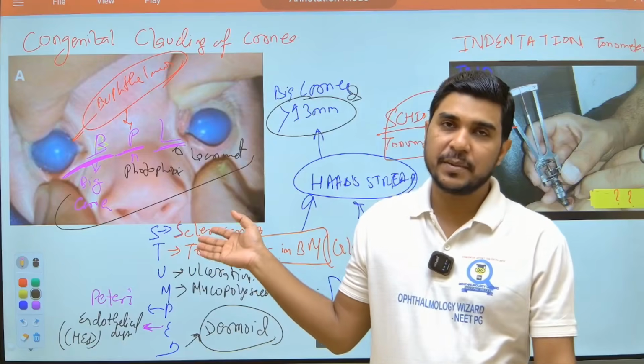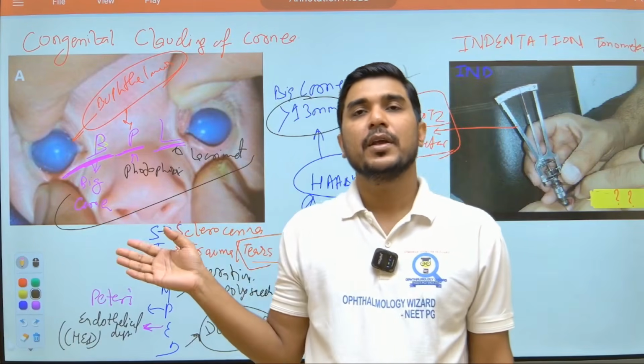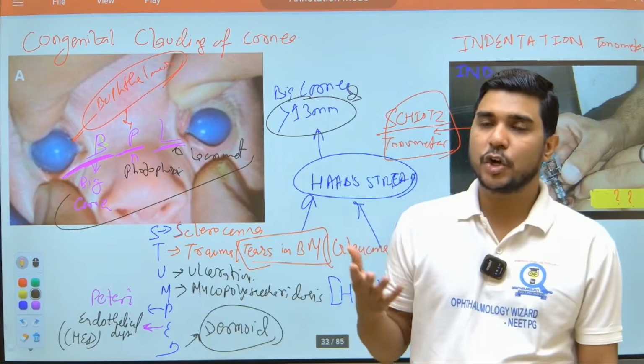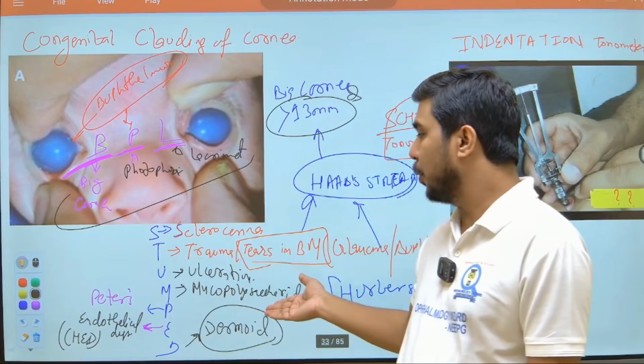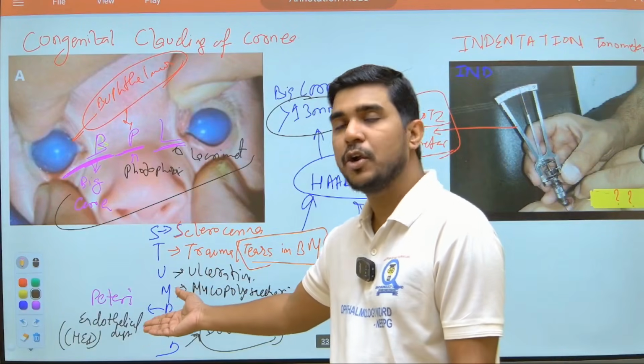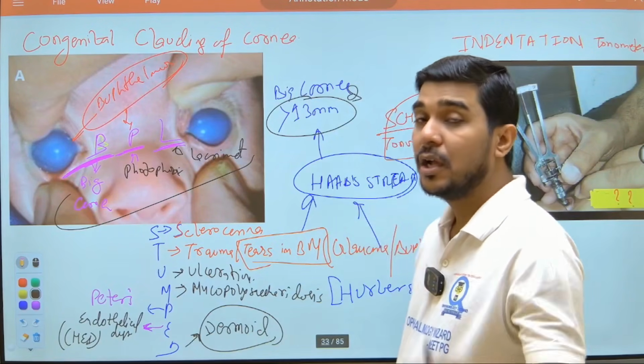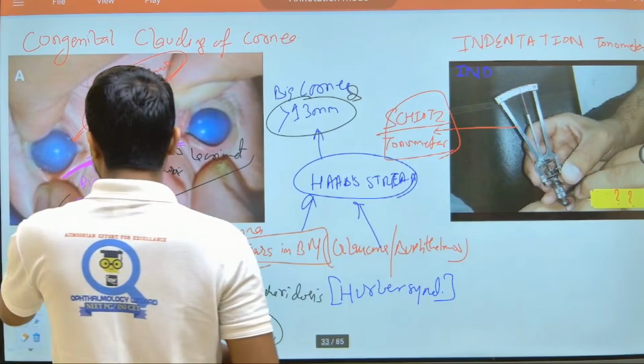So remember STUMPED: S for sclerocornea, T for tears, T for trauma, ulceration, mucopolysaccharidosis, Peters anomaly, endothelial dystrophy, or dermoid, limbal dermoid. Okay.